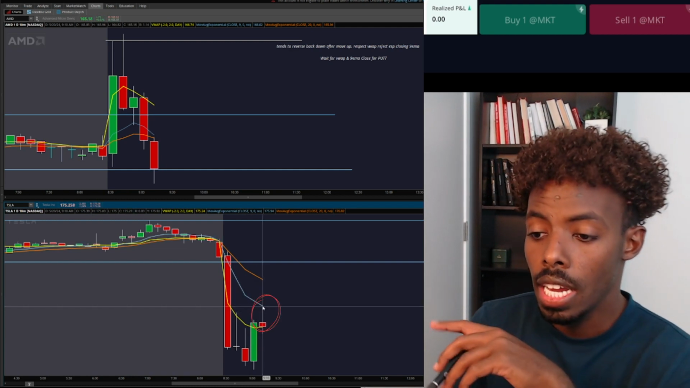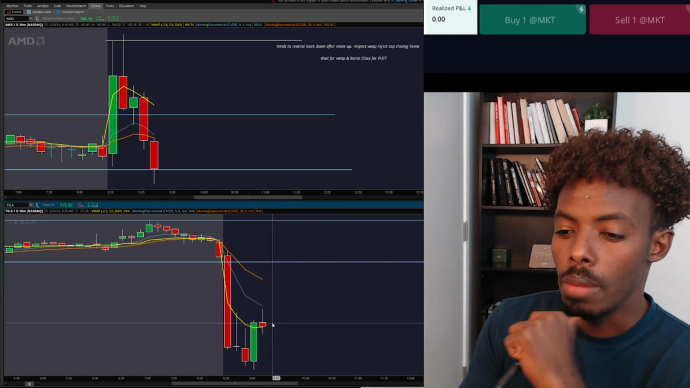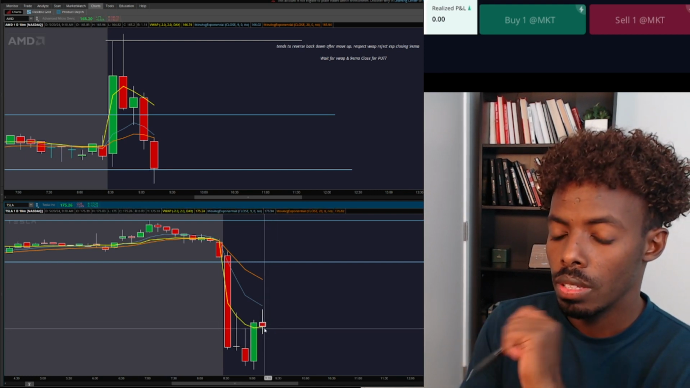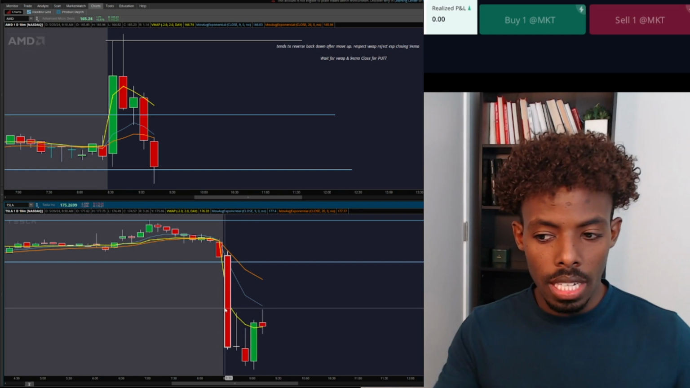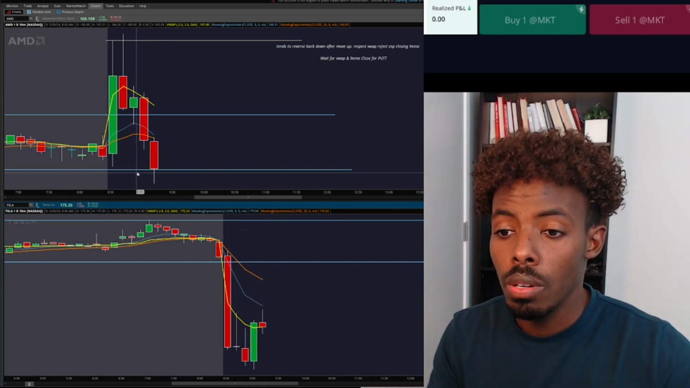If this one does the 9 EMA and rejects it, goes below the VWAP, maybe I could also place the VWAP as well. You know what I'm saying? But keep in mind, don't be chasing. Don't be chasing. Follow that pattern. What did it do? So here we go.